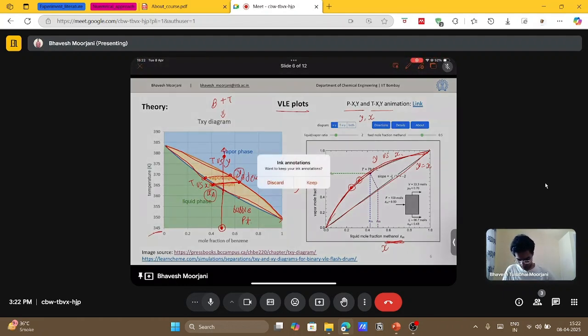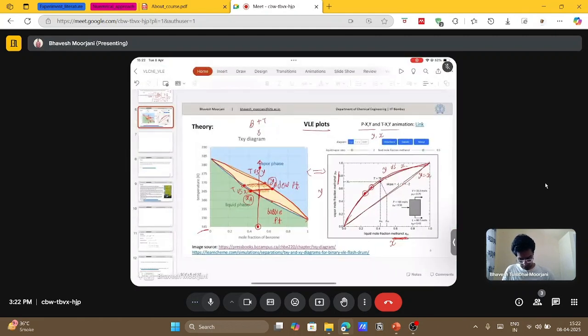Now, there is this link provided which gives you the animation for this TXY and PXY plot. So let me show it to you here.